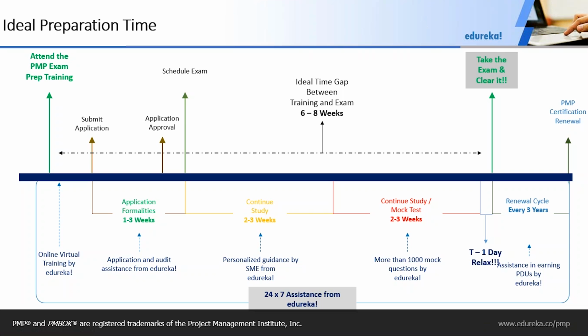Once you submit your application, PMI is going to verify it for correctness and completeness. And then depending on whether you are picked up for audit or not, it may take up to 1 to 3 weeks. If your application was picked up for audit, it may take up to 3 weeks, or sometimes it may take 4 weeks also. But it all depends on how quickly you submit or fulfill all the audit requirements.